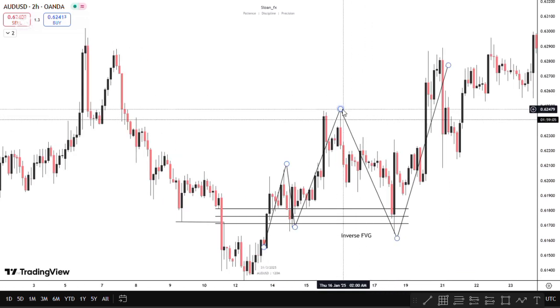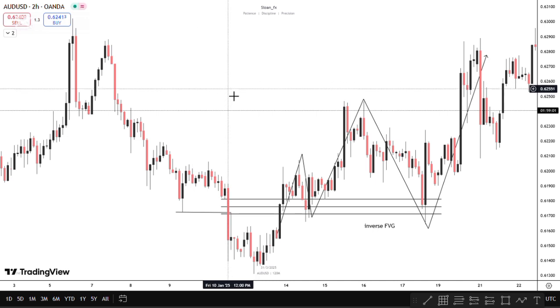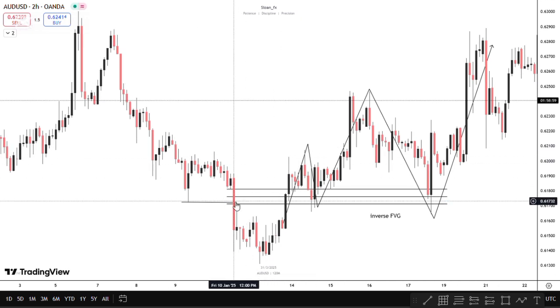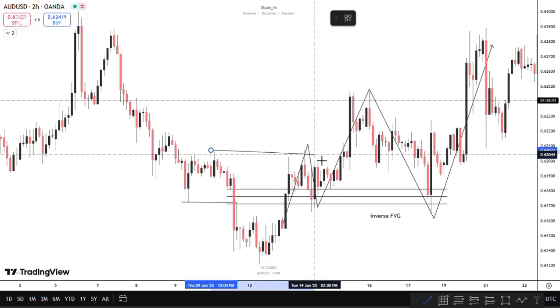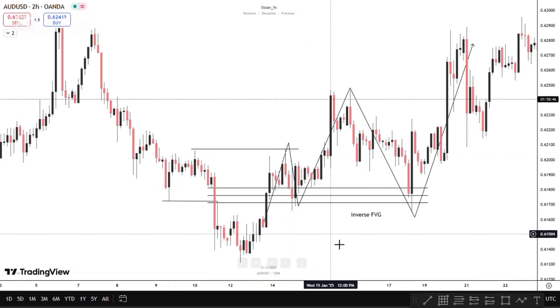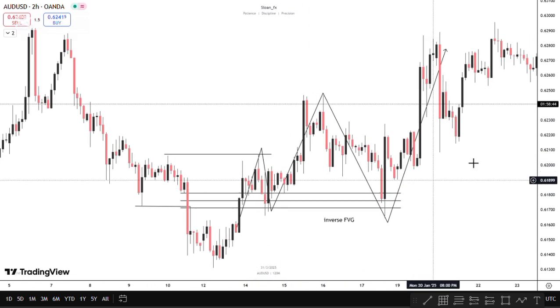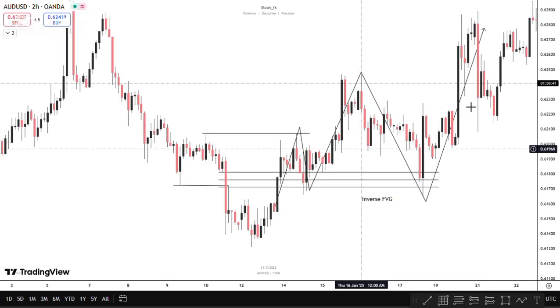So basically now, as I said before, this can be characterized when there is a shift in market structure, when there is a change of character. Okay, so this was the last low that created this break of structure, and then when this happened, it turned into a change of character, where the market just shifted from a downtrend to an uptrend. Yeah, so basically now it's an inverse fair value gap and we are now on an uptrend.